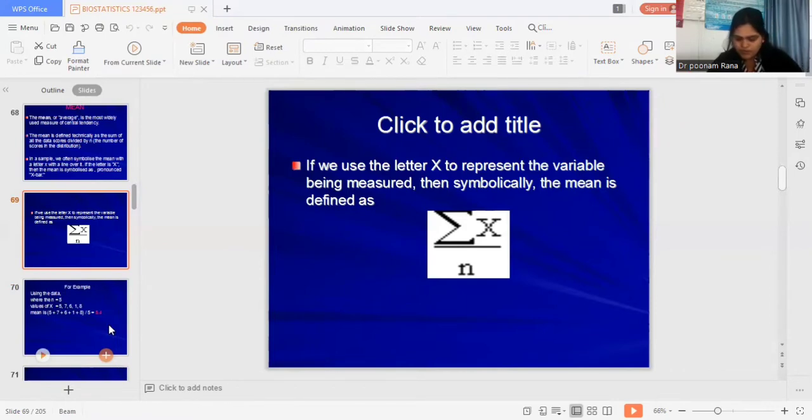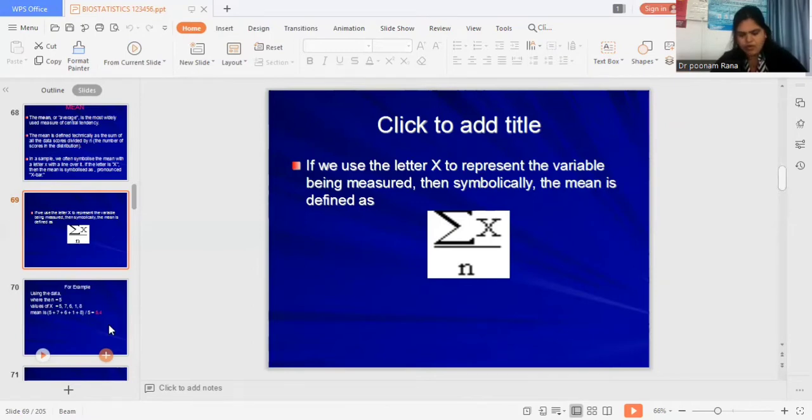As I already said, sigma means the sum, xi is the value of each observation in the data, and n is the number of observations in the data. Is that clear? For example, the numbers of decayed teeth in a group of 10 children aged 5 years are as follows: 2, 4, 1, 5, 2, 3, 4, and so on.